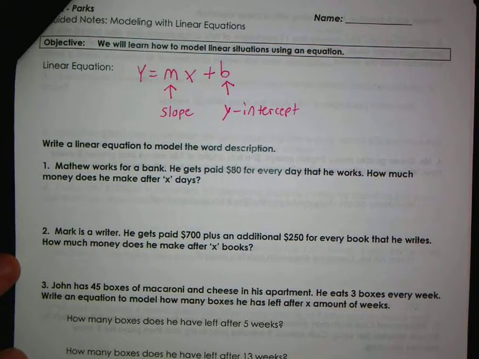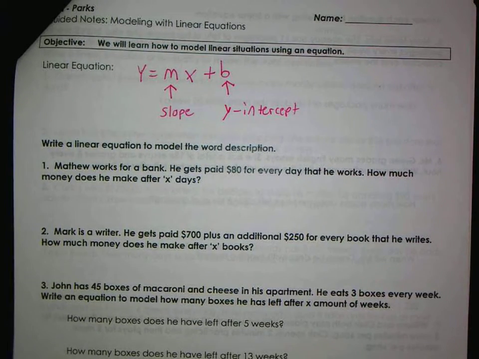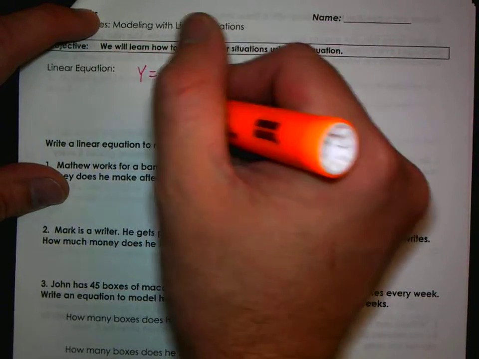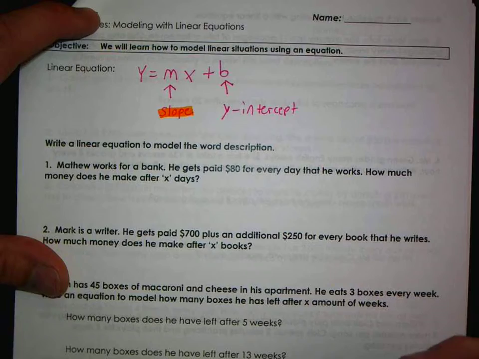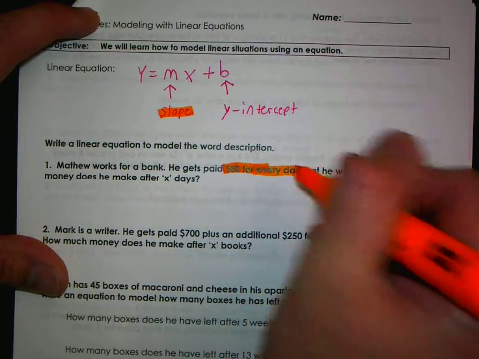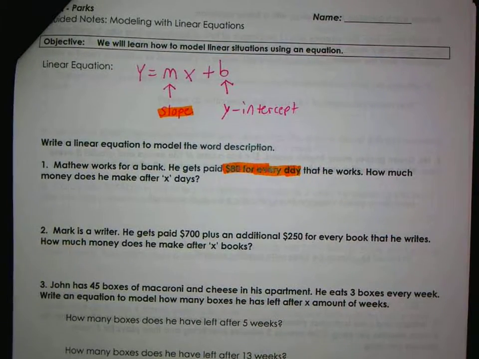So an example, Matthew works for a bank. He gets paid $80 for every day. So I'm going to make slope orange in our example. So $80 for every day. That would be my slope, right? And then how much money does he make after x days?